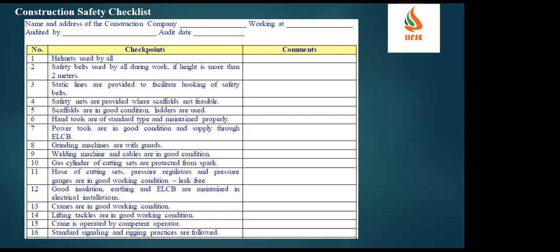Then standard signaling for the rigging practice must be followed. What are the standard signaling practices for lowering, shifting, sliding, and unloading? Standard signals must be followed, and the rigger has to be trained properly on those standard signals.